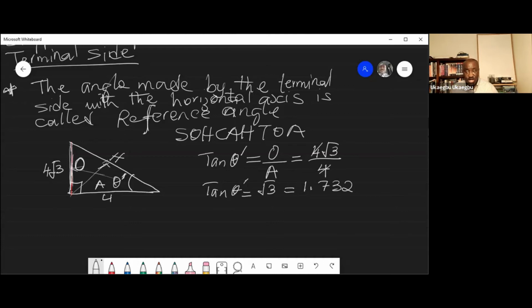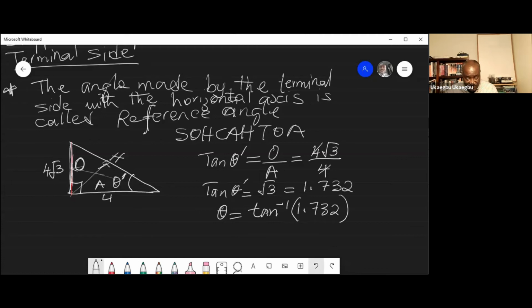Now for us to actually get the theta itself, we have to do the inverse of tangent, or arc tan, of 1.732, close the parentheses. This is when you will need the scientific calculator section of your calculator.